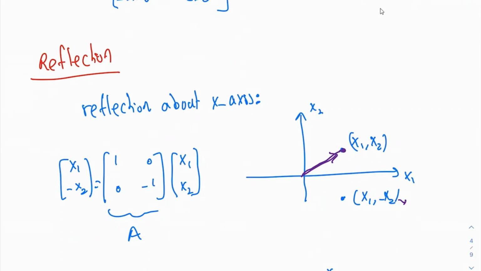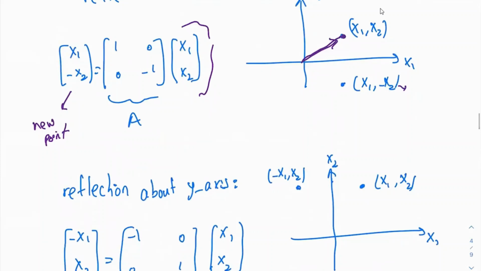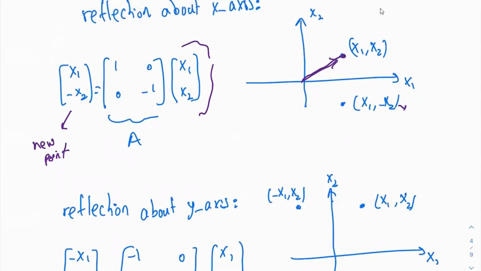So let's see how you get the matrix A corresponding to this linear transformation. You write the new point here. What is this new point? It is x1, negative x2. And then you ask yourself what matrix I should multiply by the original vector x1, x2 to get this new point. So let's see. The first component is the same, so 1 times x1 plus 0 times x2 gives you x1. And then 0 times x1 plus negative 1 times x2 is negative x2. So this is the matrix A: 1, 0, 0, negative 1. This is the matrix corresponding to reflection about the x-axis.